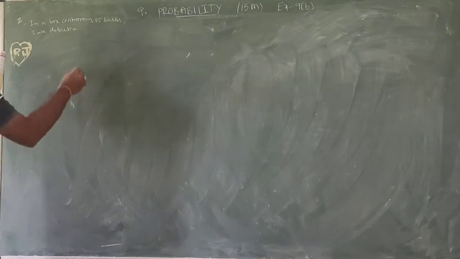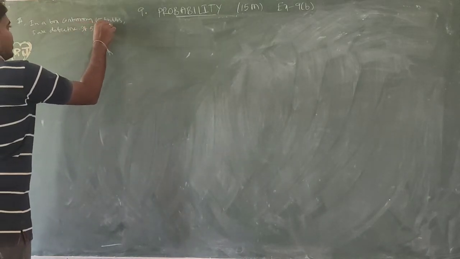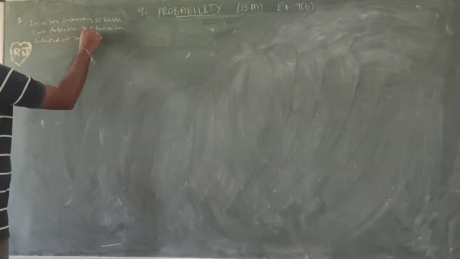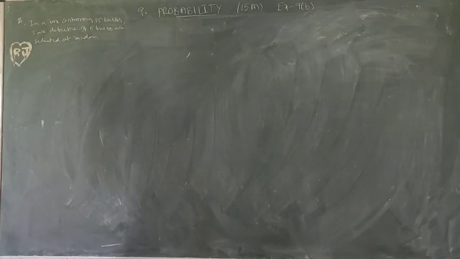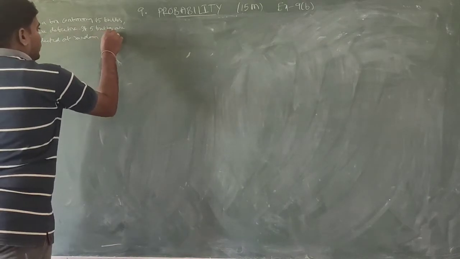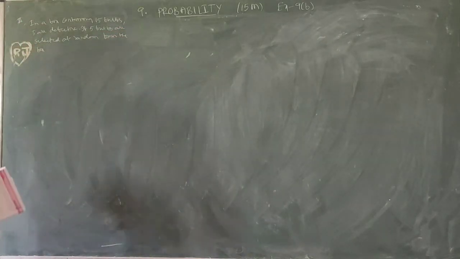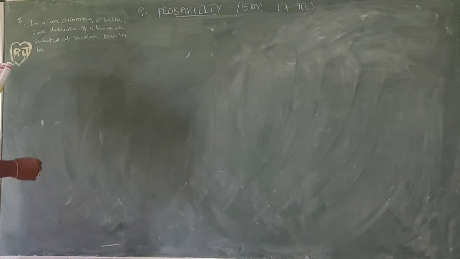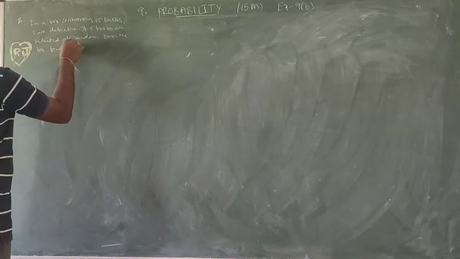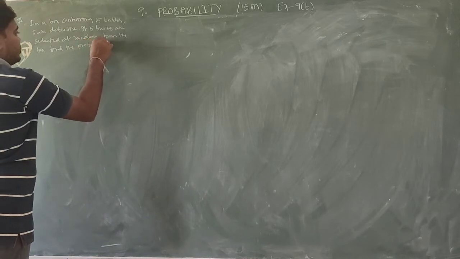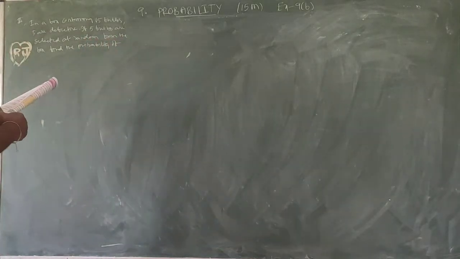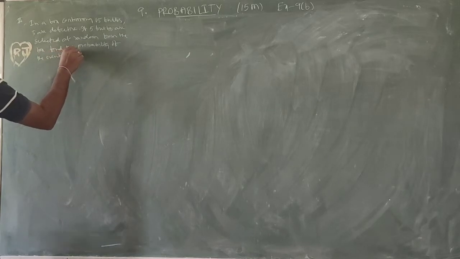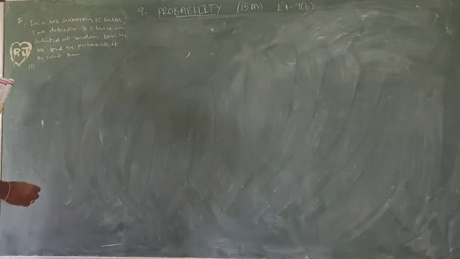Next, if 5 bulbs are selected at random from the box, find the probability of the event that first, none of them is defective.